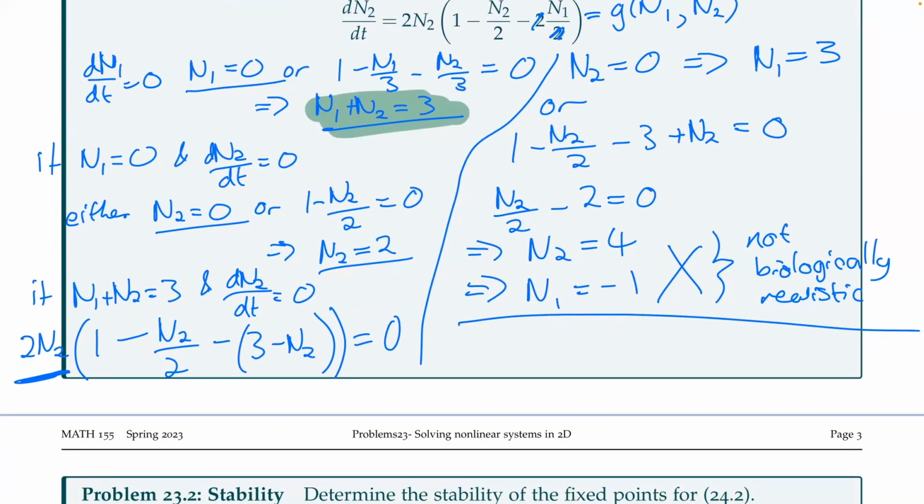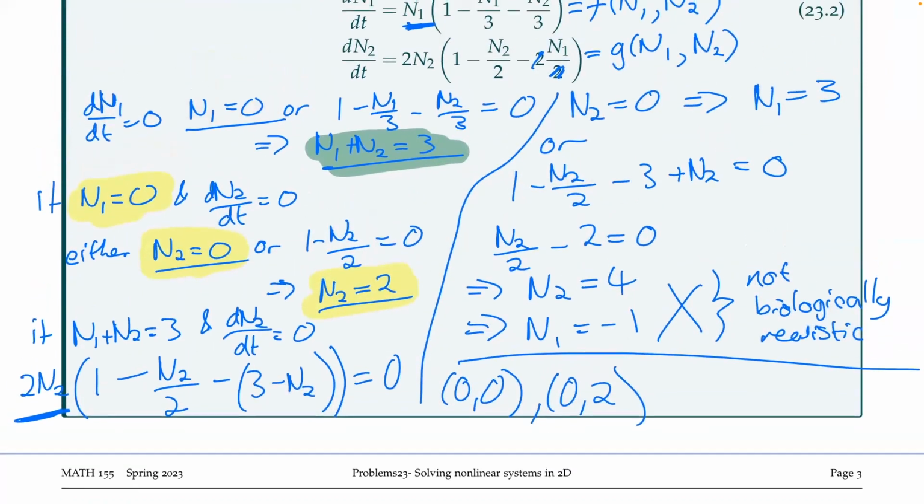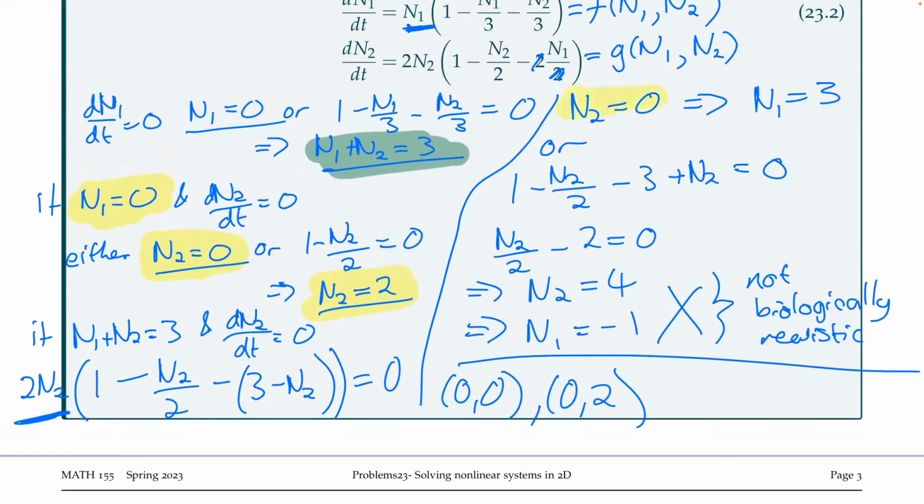So the only equilibria we have, let's go back and highlight these. We have n1 is equal to 0. If n1 is equal to 0, we either have n2 is equal to 0, in which case we have (0, 0) as an equilibrium, or n2 is equal to 2, so we have (0, 2). And then if n2 is equal to 0, n1 is equal to 3. So we have 3 fixed points, or equilibria.